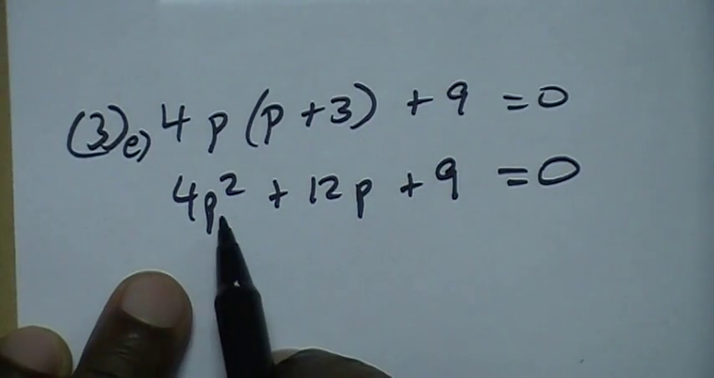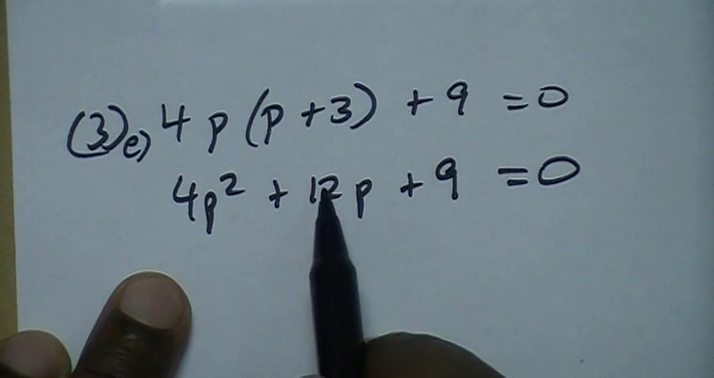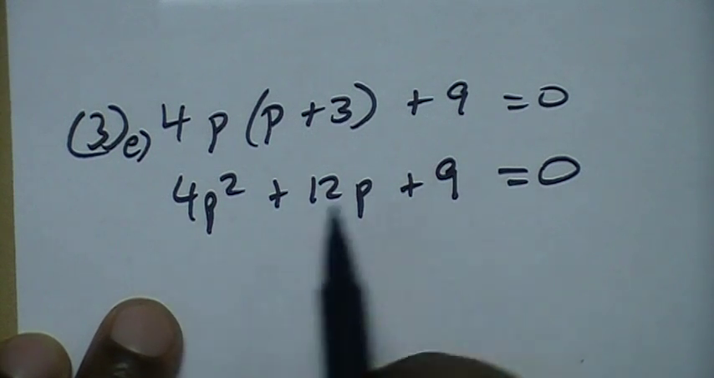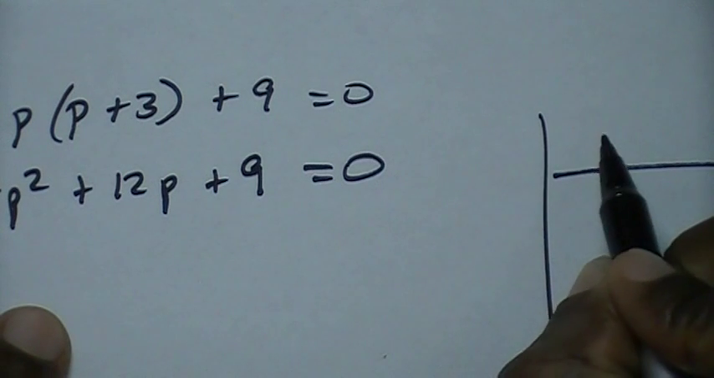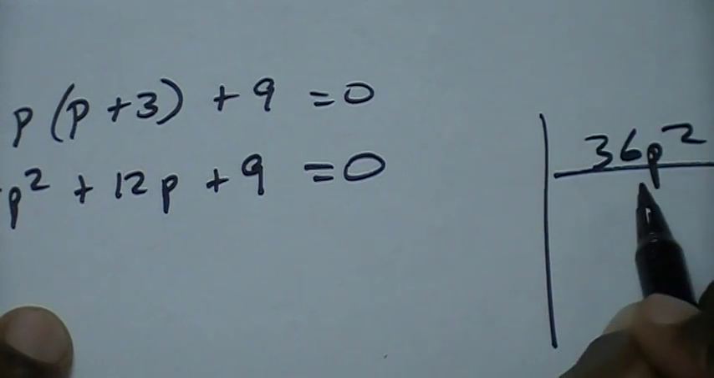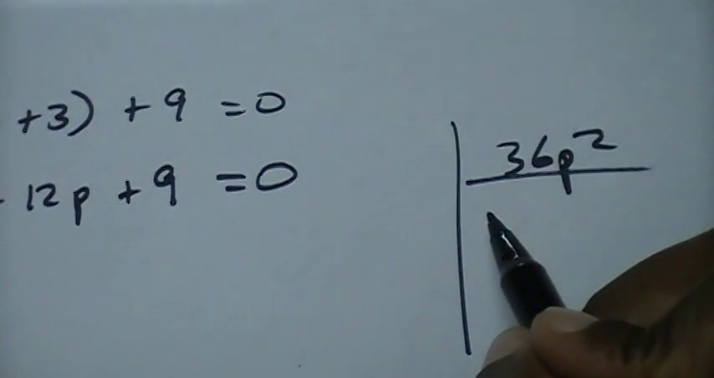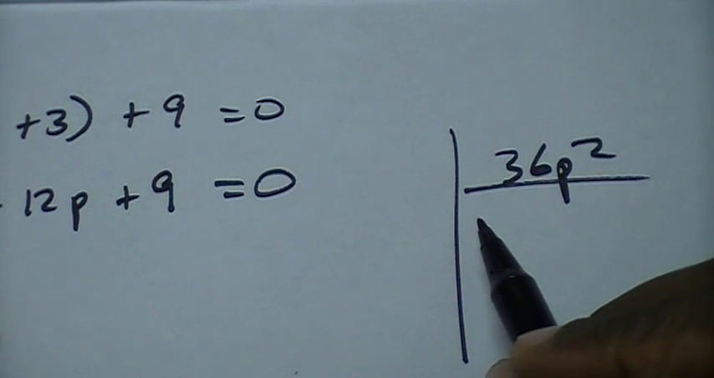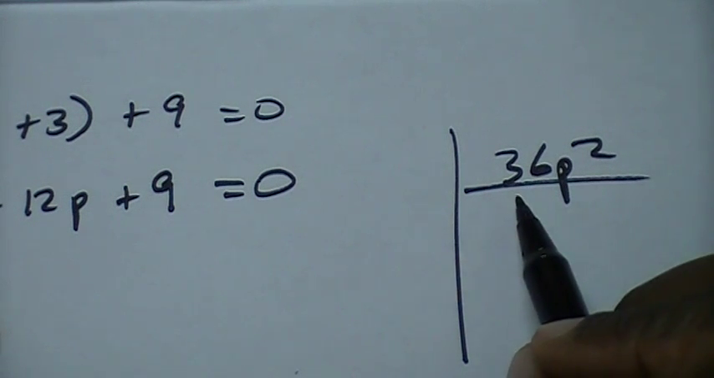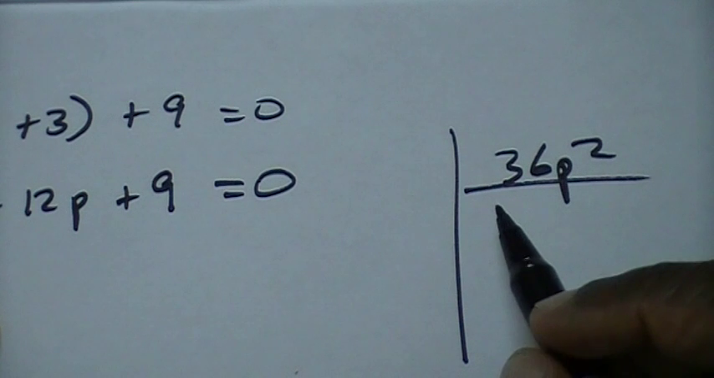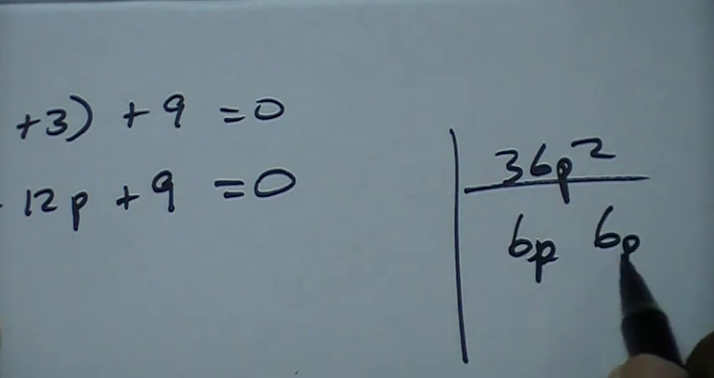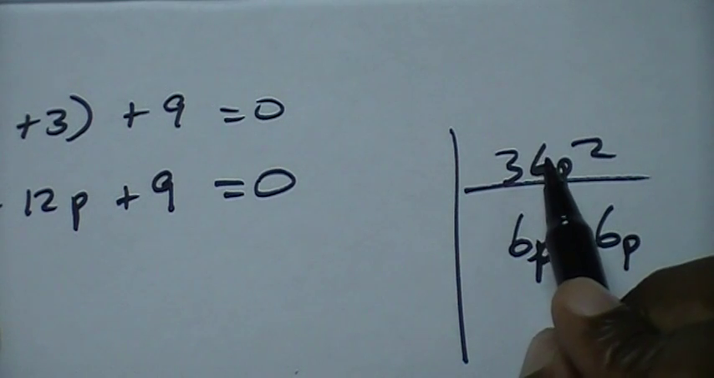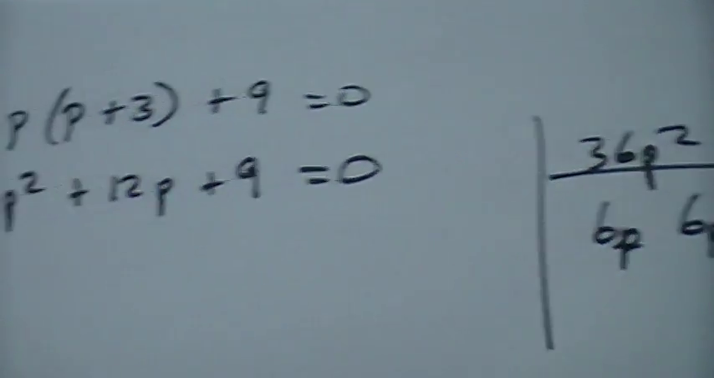And what we do here, can we factorize throughout? No, there's no common factor in all three terms. So we multiply first by last. That will give us 36p squared, positive. And the two factors that we will need to use, 6 and 6. That's p. 6 times 6 is 36, and 6 plus 6 is 12.